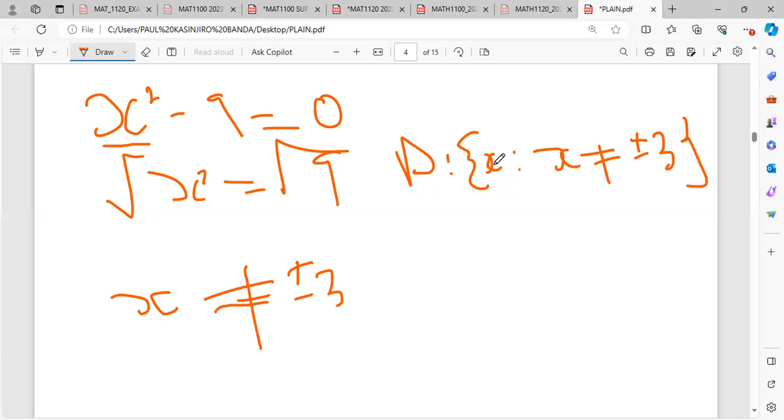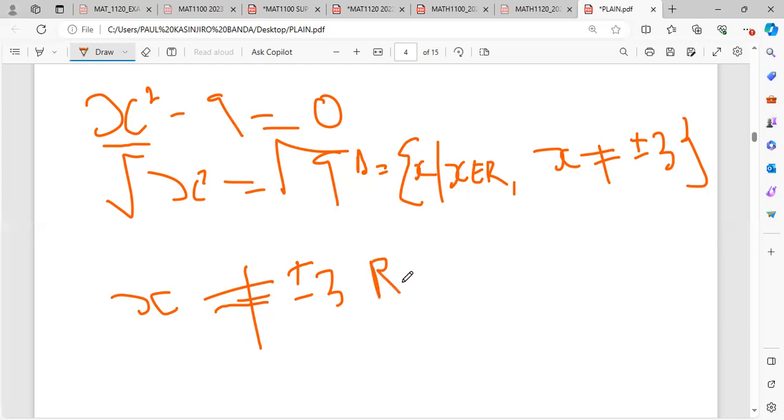So x is a member of real numbers. I haven't written it properly here. Let me write it again. Domain is equal to x such that x is a member of real numbers, where x should never be equal to plus or minus 3. So this is your domain. All the real numbers are valid when you put them into this equation, apart from positive 3 and minus 3. So this is our domain.